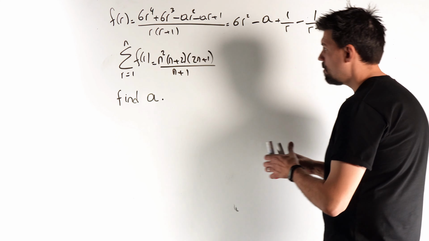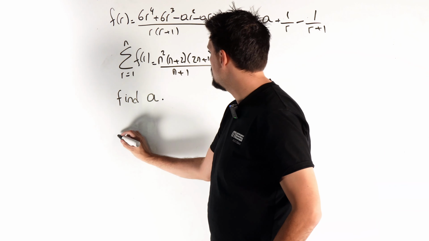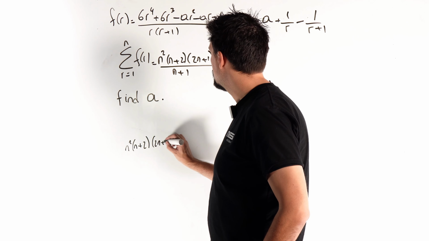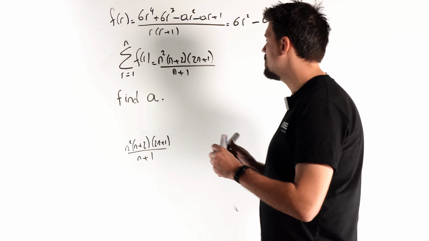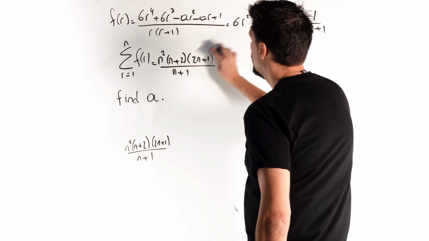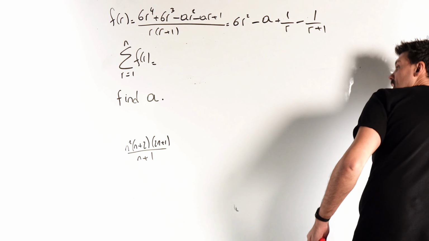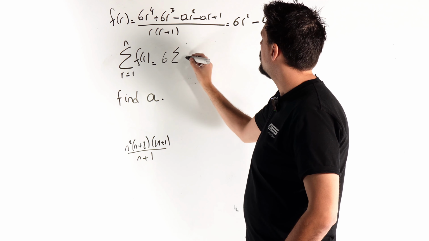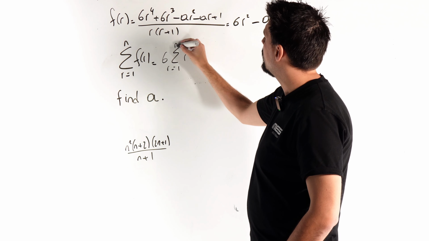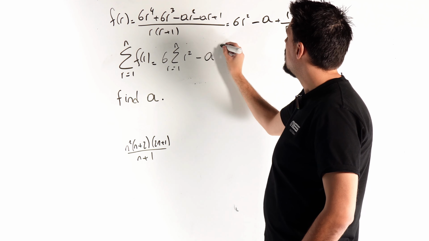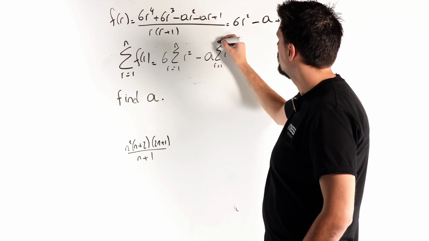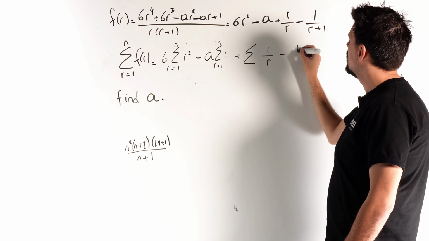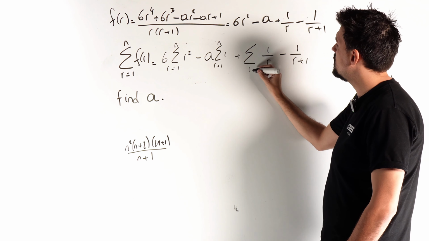Okay. I'm going to just put this down here because this is my target: n squared, n plus 2, 2n plus 1, n plus 1, because then I can use more space on the board. So the sum of all of this is going to be, and what's quite nice is I actually know some of this. That is the sum of r squared. Well, luckily for me, I have a result for that. Minus a, the sum of just 1. I have a result for that. Plus the sum of 1 over r minus 1 over r plus 1.